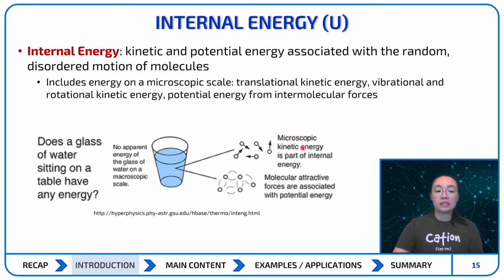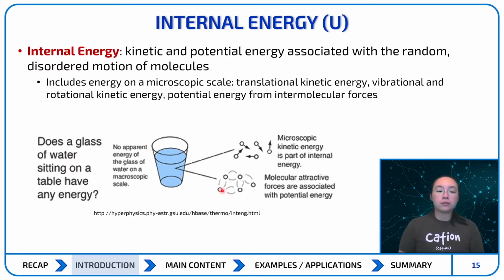So we have translational kinetic energy of the molecules. You have vibrational and rotational kinetic energy of those molecules as well. So this picture right here depicts that. Then over here, you also have the attractive forces in between the molecules, like hydrogen bonds and everything, and that gives you potential energy. So within a microscopic system, there's not just kinetic energy, but also potential energy as well, and that is what defines internal energy.